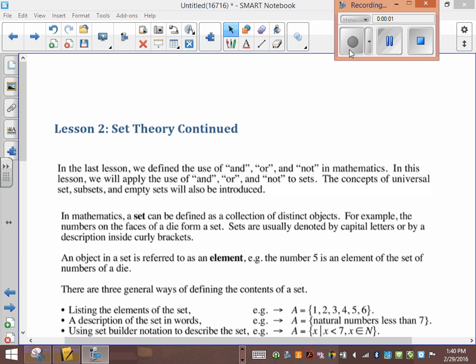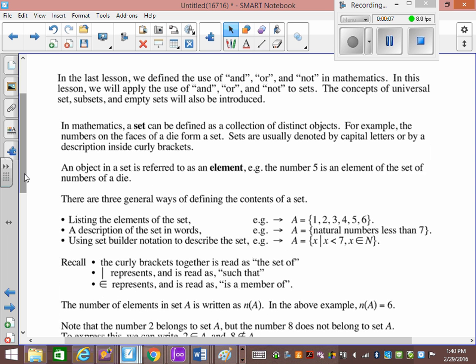Was basics, and now we're going to go more into set theory. So in the last lesson, we defined the use of and, or, and not in mathematics. In this lesson, we'll apply the use of and, or. We didn't really do not very much because with the words, it doesn't make a lot of sense.